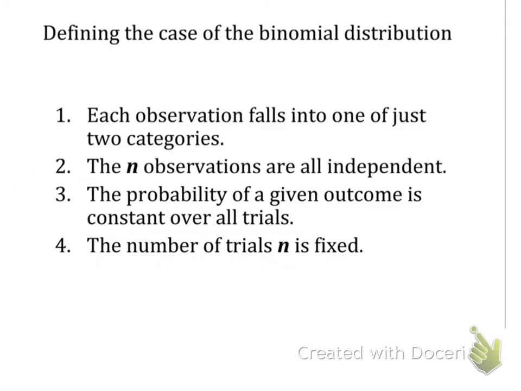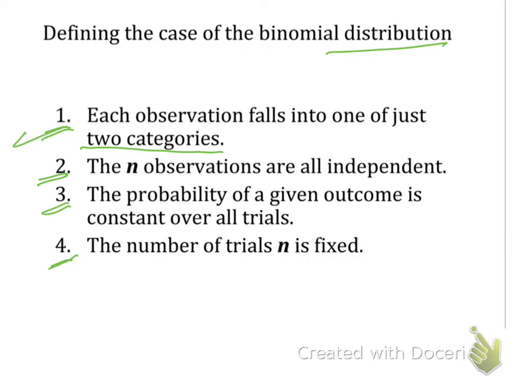So here in this slide, we are defining the case of binomial distribution. We have 4 rules which we have to know about the binomial distribution. The first is that each observation falls under one of two categories. If you toss a coin, for example, it will be head or tail, only one of the two choices. He has a disease or the disease is not there, presence or absence of the disease. Survive or not survive. So each observation will fall only under one of two categories. This is the first rule.